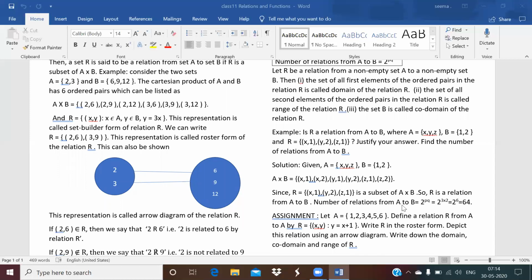And the number of relations is 2 power PQ, that is 2 power 3 times 2, where 3 is the number of elements in A and 2 is the number of elements in B, that is 2 power 6, that is 64 relations. And now on the basis of it, you can try this assignment.